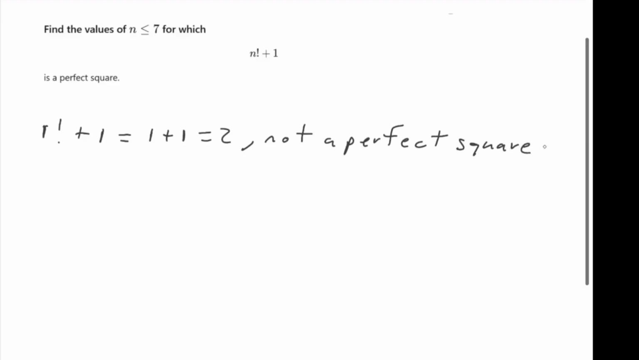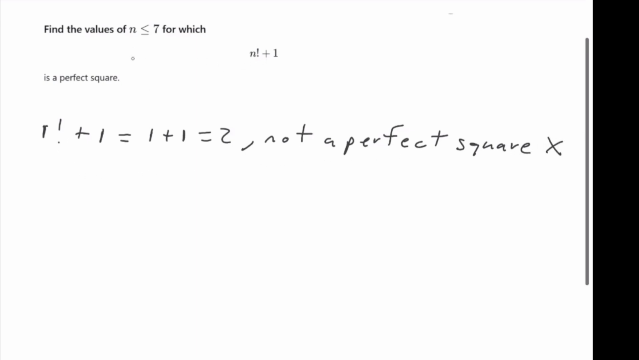Okay, so we're going to find the values of n less than or equal to 7 for which n factorial plus 1 is a perfect square. So let's go ahead and take a look at the first one. 1 factorial plus 1 is equal to 1 plus 1, which is 2, which is not a perfect square. In the future, I'm just going to put an x when it's not a perfect square.